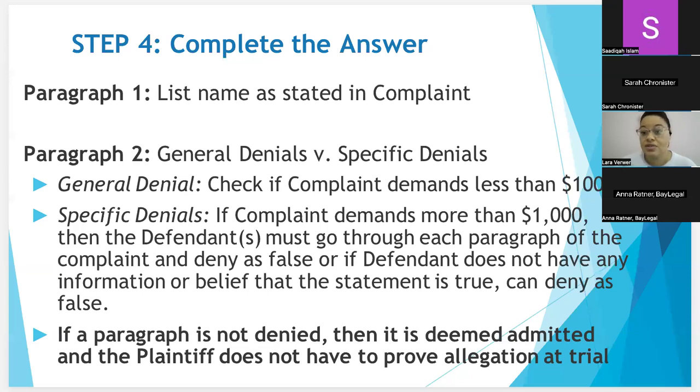Damages can be less than $1,000 from the date of the notice. And then that defendant can just check the box to a general denial. They're done with the denials. It can move on to paragraph 3 of the answer.